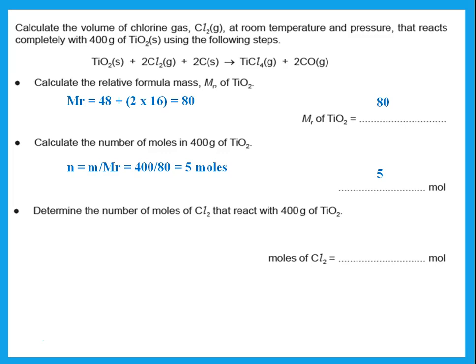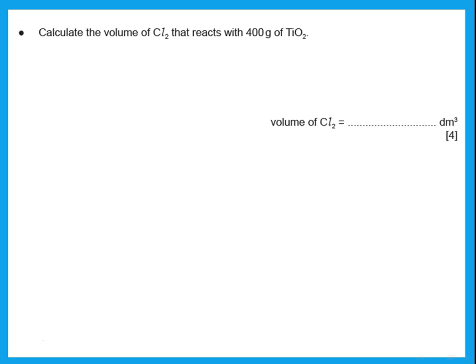What would be the number of moles of chlorine that will react with it? I look at the equation and I find that the number of moles of chlorine is twice that of titanium dioxide, so that means I have 10 moles of chlorine. That means that the volume of chlorine that reacts with this amount is number of moles times 24, which is 240.